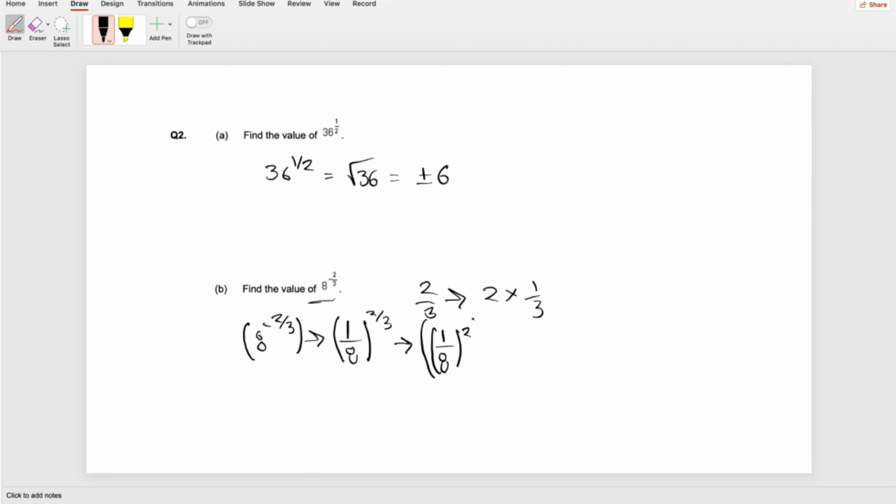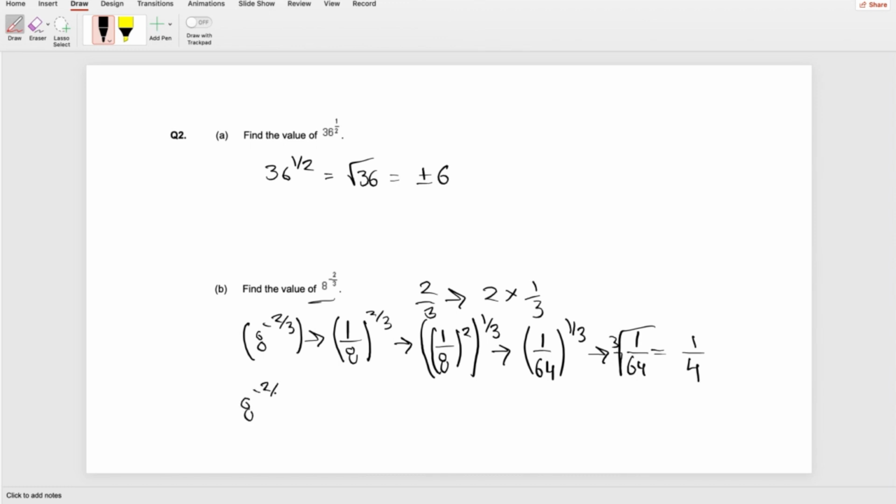1 over 8 squared, all to the power of a third, which is 1 over 64, all to the power of a third, which is 1 over 64 to the power of cubed root, which is 1 over 4. Now that you understand each step, you just do it straight away. It just takes practice.